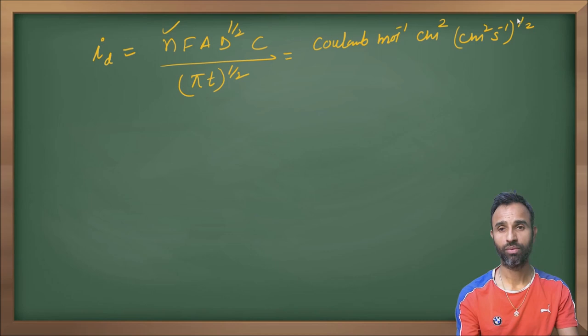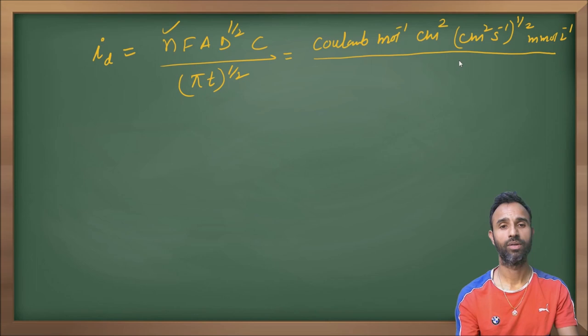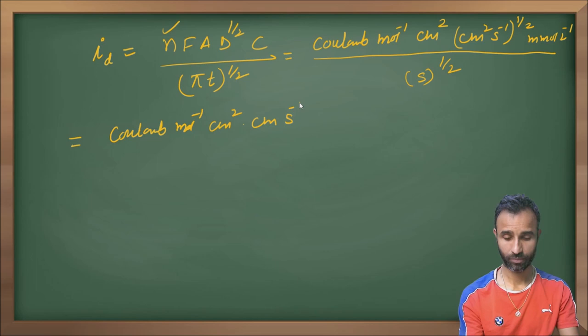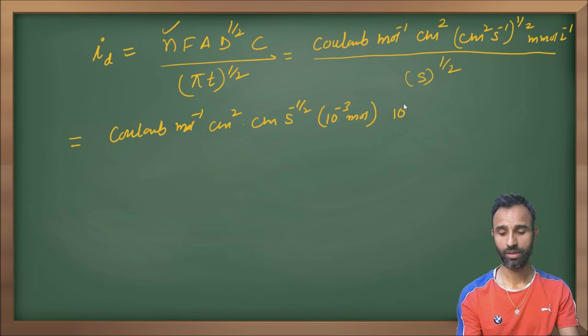and what is C? It is millimole per liter. And it is divided by pi, which is dimensionless, and t is second, so s raised to power 1/2. So now again Coulomb per mole, so centimeter square, and centimeter square per second raised to power 1/2, so it is centimeter into s raised to power minus 1/2, right? Then millimole, so in mole it is 10 raised to minus 3 mole, and liter, convert liter into centimeter cube, so it is 10 to the 3 centimeter cube per second, s raised to power 1/2.